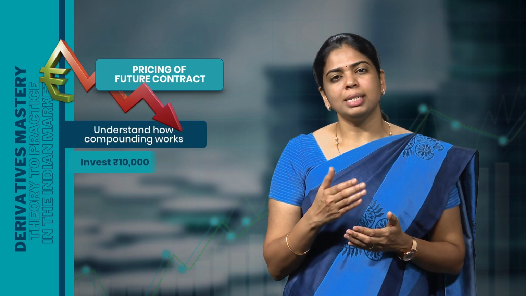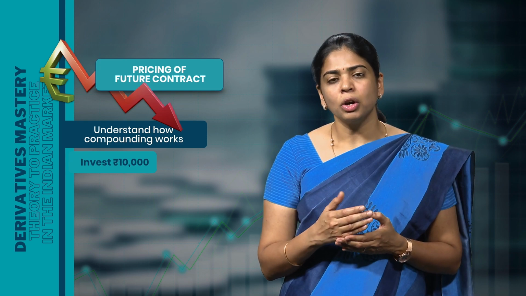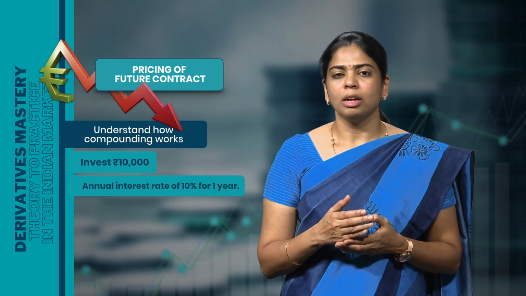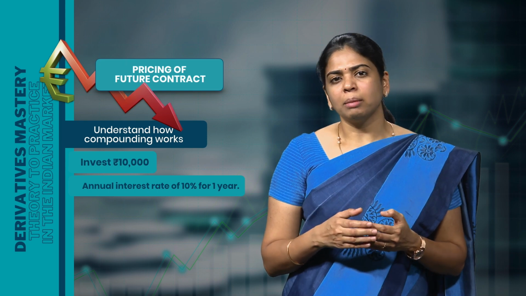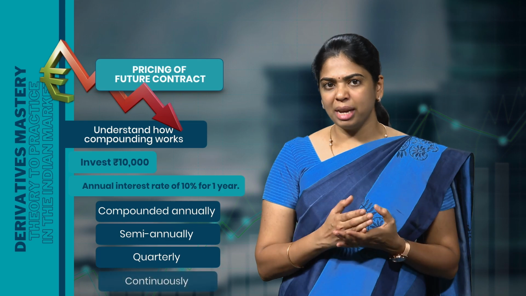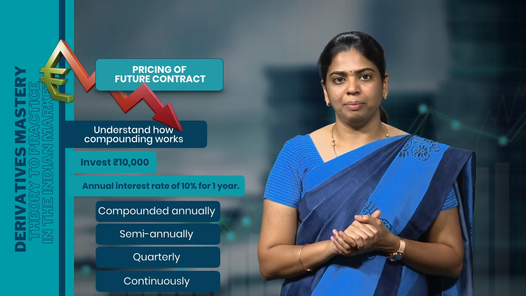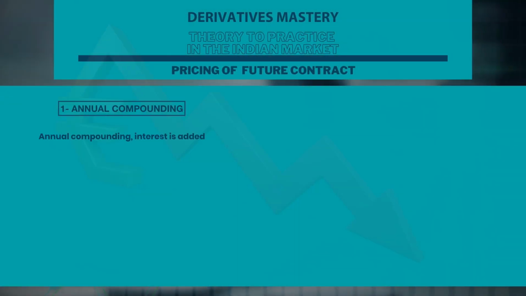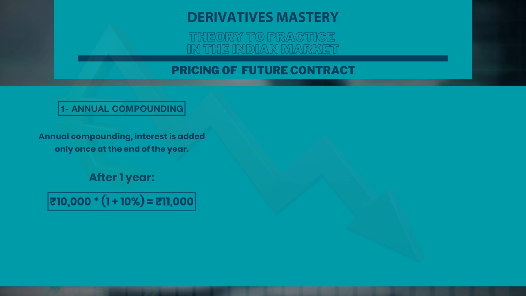Imagine you invest rupees 10,000 at an annual interest rate of 10% for 1 year. We will see how the final amount changes depending on whether the interest is compounded annually, semi annually, quarterly, or continuously. So, with annual compounding, interest is added only once at the end of the year. So, after first year, 10,000 into 1 plus 10% will give us 11,000. Simple enough, right? You earn rupees 1,000 in interest by the end of the year.